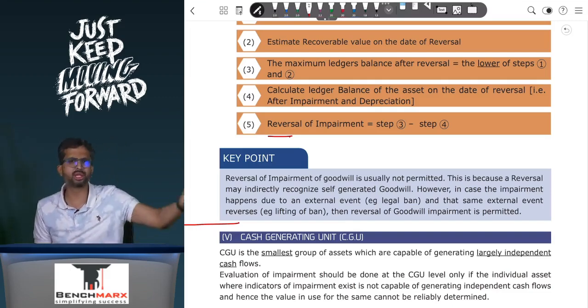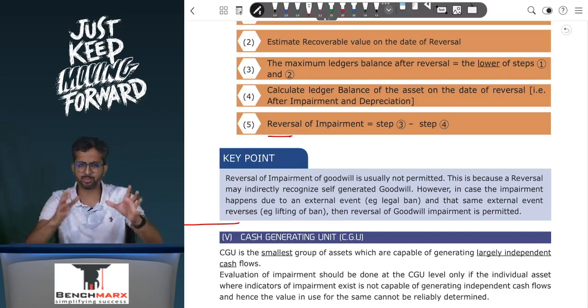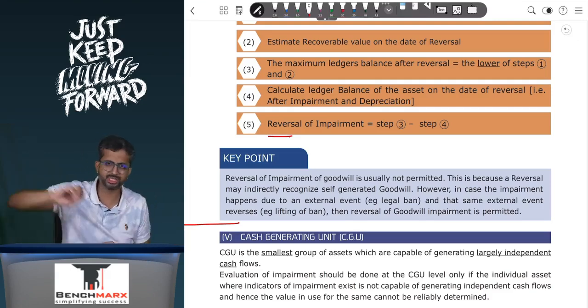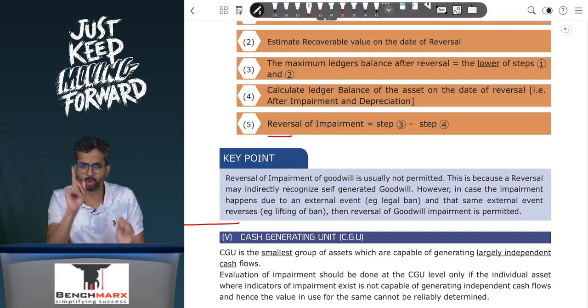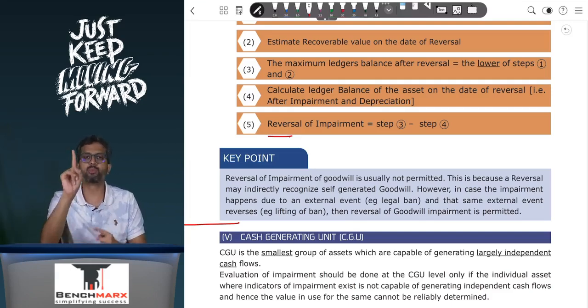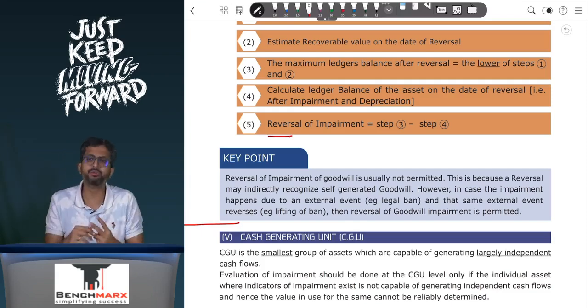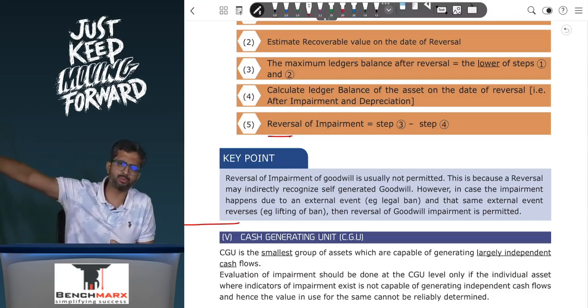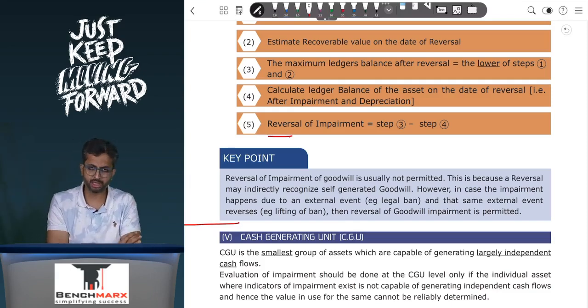Now there may be other factories where you have machines E, F, G, H. However, if there's a problem in A, B, C, D, that's a problem in A, B, C, D. E, F, G, H does not have a problem. So you look at the smallest group first. A cash generating unit is the smallest group of assets capable of generating a largely independent cash flow. There may be 100 other machines in the company, but these 4 machines can generate a largely independent cash flow.